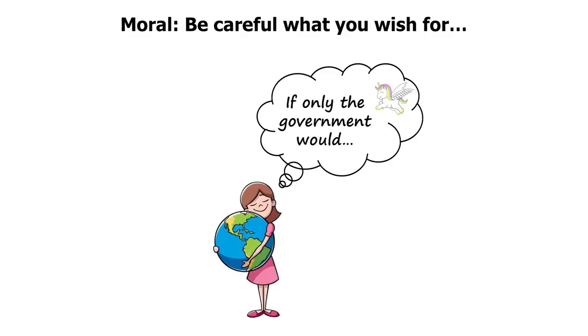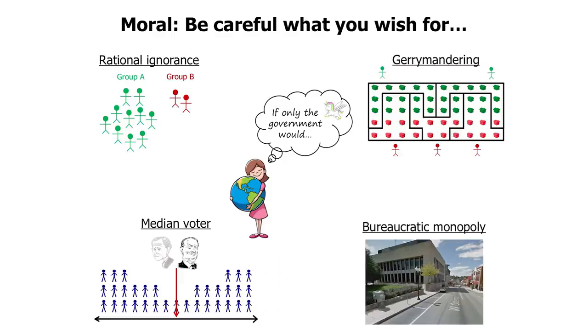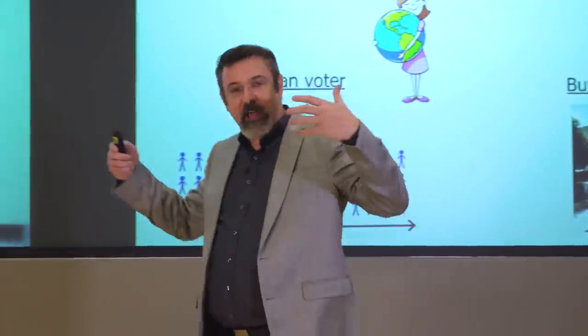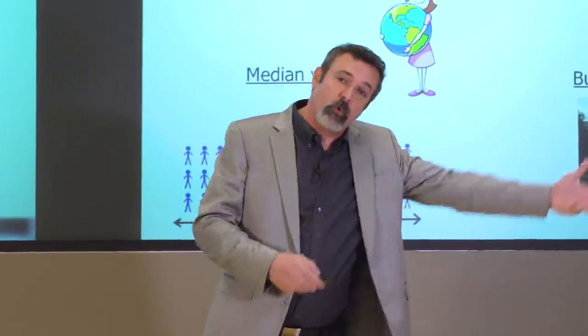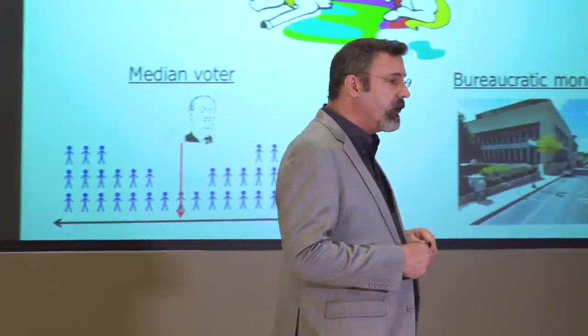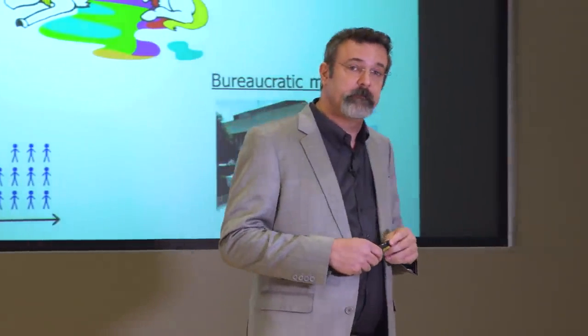So the moral of the story is, look, be careful what you wish for when you see a problem and you say, if only the government would. Because in reality, we face all kinds of problems like rational ignorance, gerrymandering, the median voter theorem, and a bureaucratic monopoly. And because of that, these wonderful things you imagine that will happen when you say, if only the government would, often don't happen at all. And what you get is something very different.